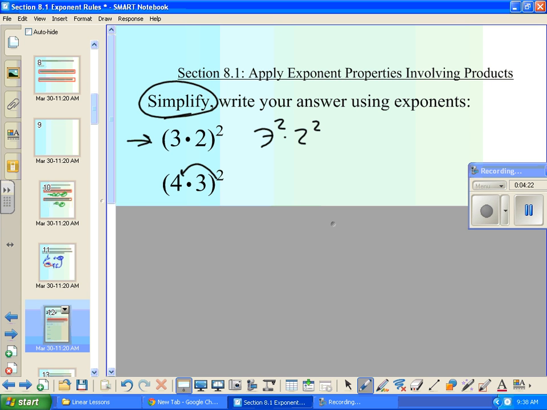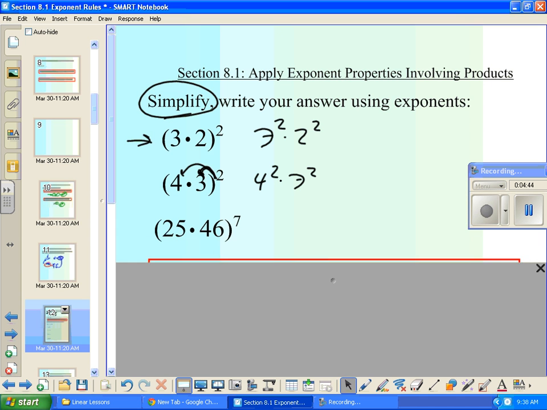So again, sometimes I'll say distribute, even though I know that's not the correct word, but sometimes it helps students think about what we're trying to do. I'm going to take that 2 power and distribute it to each of those numbers in there. Or again, what I should really say is apply that power to each of those numbers. So this would be like 4 squared times 3 squared. Again, with numbers like these, students would usually just figure out the answers.